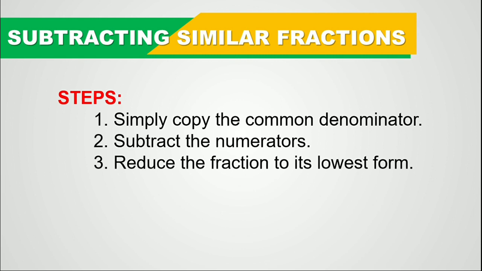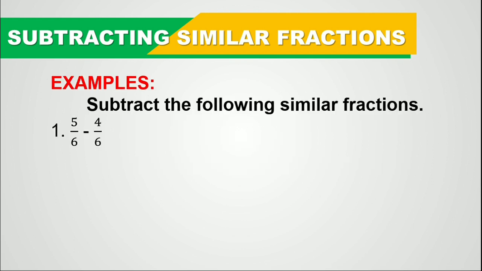You have to follow the same steps when you're going to subtract similar fractions. So the first step is you will simply copy the common denominator and then subtract the numerators, and then you have to reduce the fraction to its lowest form. For example, subtract the following similar fractions. So you'll have to subtract 4/6 from 5/6.